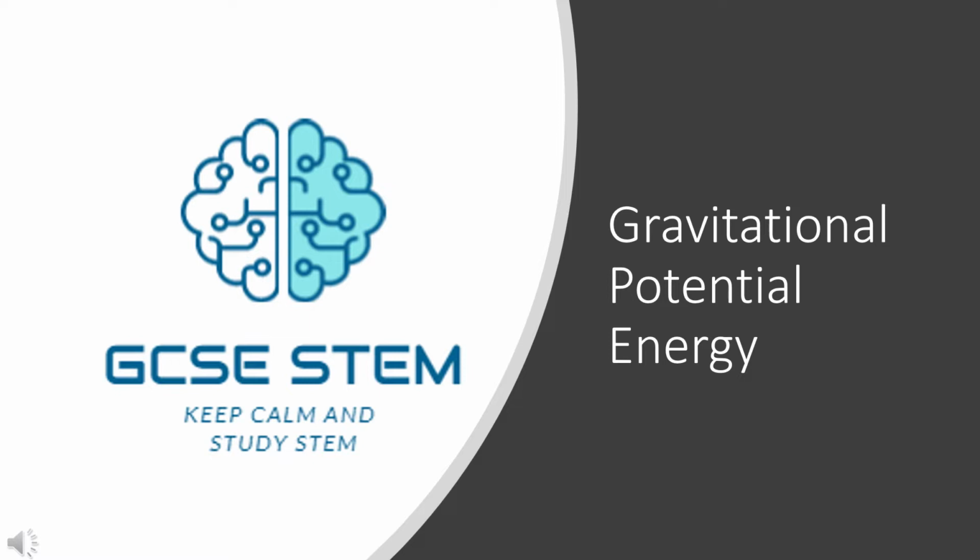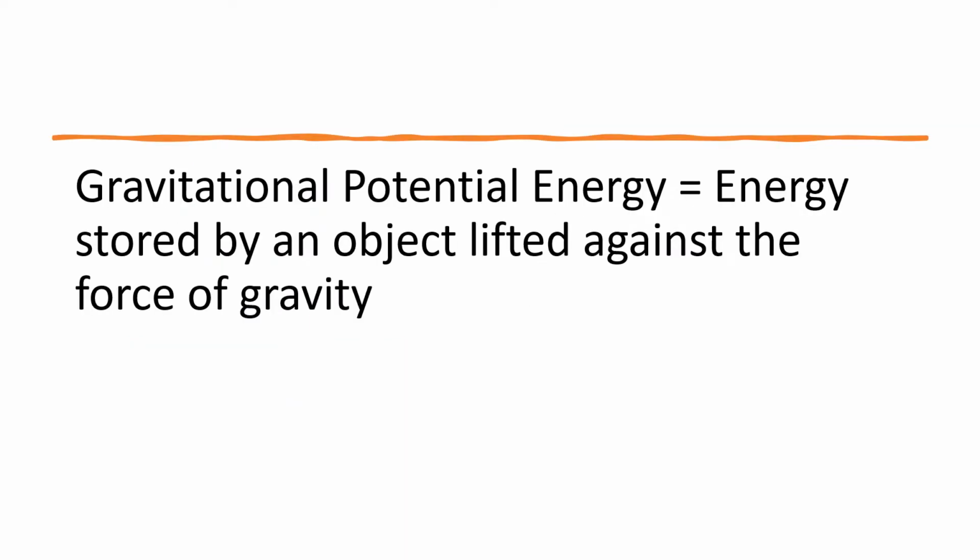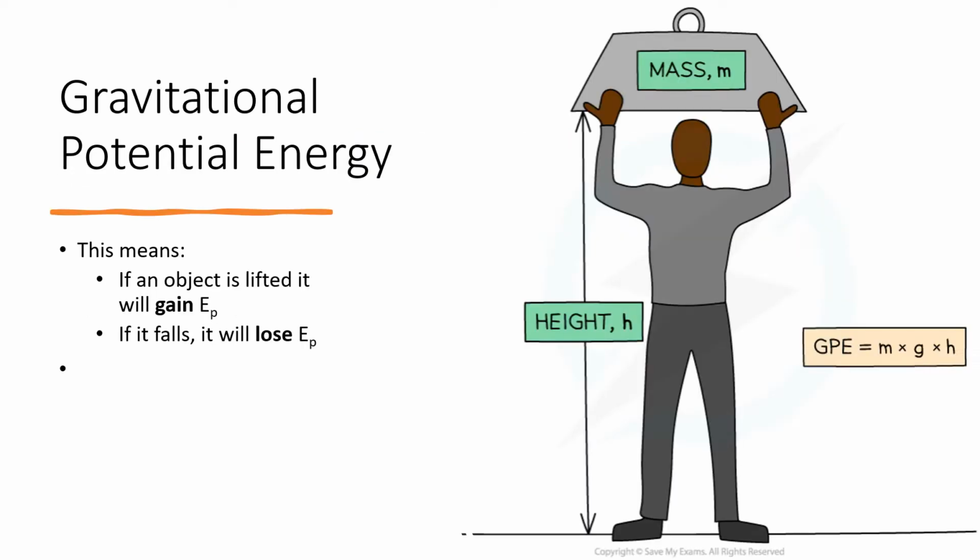In today's video, we are going to be learning about gravitational potential energy. So we start off with what gravitational potential energy is. Gravitational potential energy is the energy stored by an object lifted against the force of gravity. So this means if an object is lifted from the ground above, it will gain potential energy, and if an object is falling from the sky, it will lose potential energy.